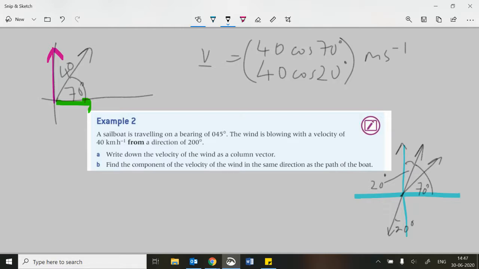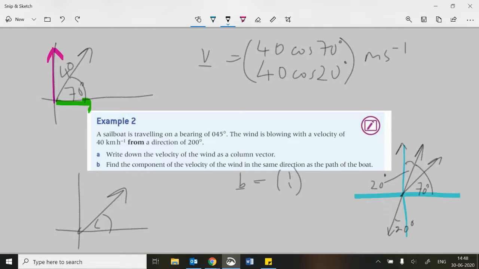Part B, find the component of the velocity of the wind in the same direction as the path of the boat. Okay, so the boat is going along the path. So it's a bit like the formula from before. So the boat is going along the path of 1, 1. I don't know how fast it's going, but it's going at 45 degrees, which means 1 up and 1 across, or it might be 10 up and 10 across. We don't know how fast it's going. We don't have the velocity vector for the boat, but we do have the direction vector for the boat.